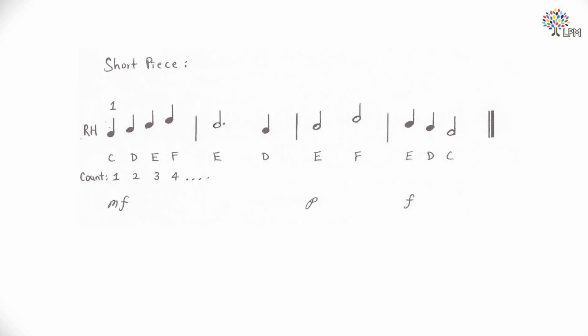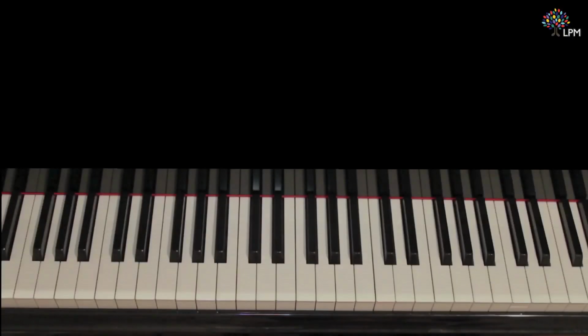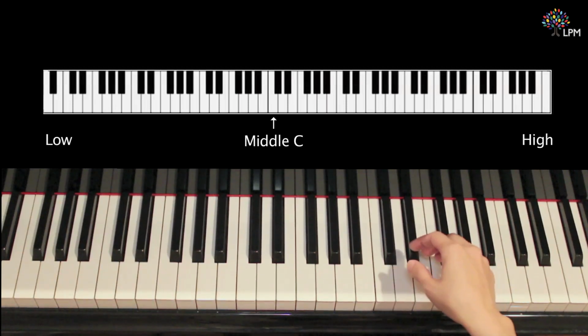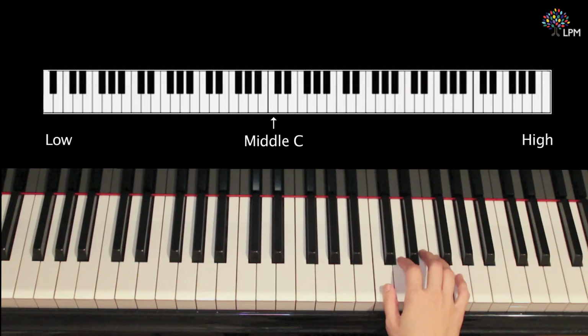Now let's find where to put your hand and start playing. First, locate middle C and place your right hand number 1 on it. Check your hand position, making sure your elbow and your wrist are slightly higher than the keys, and your arm is hanging loosely from the shoulder.